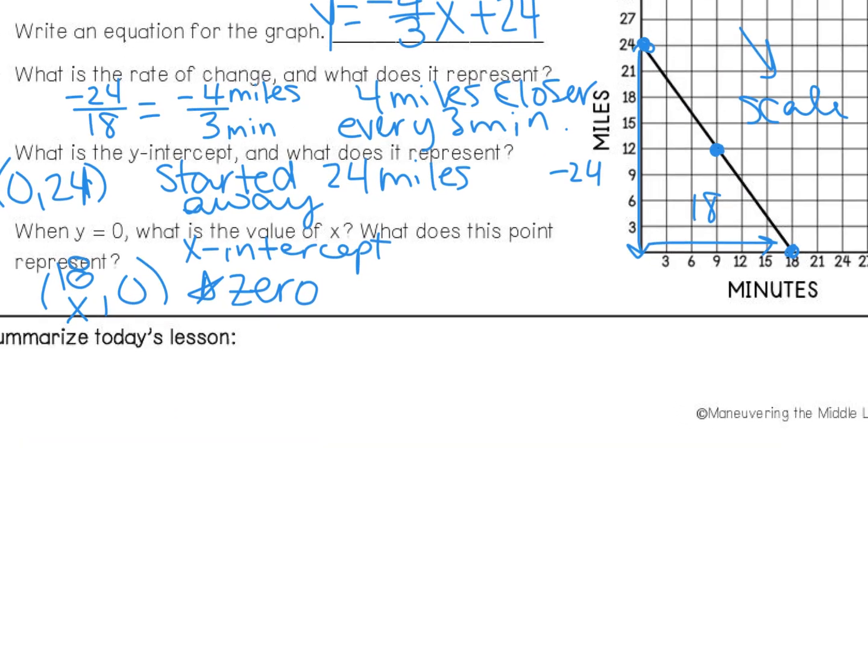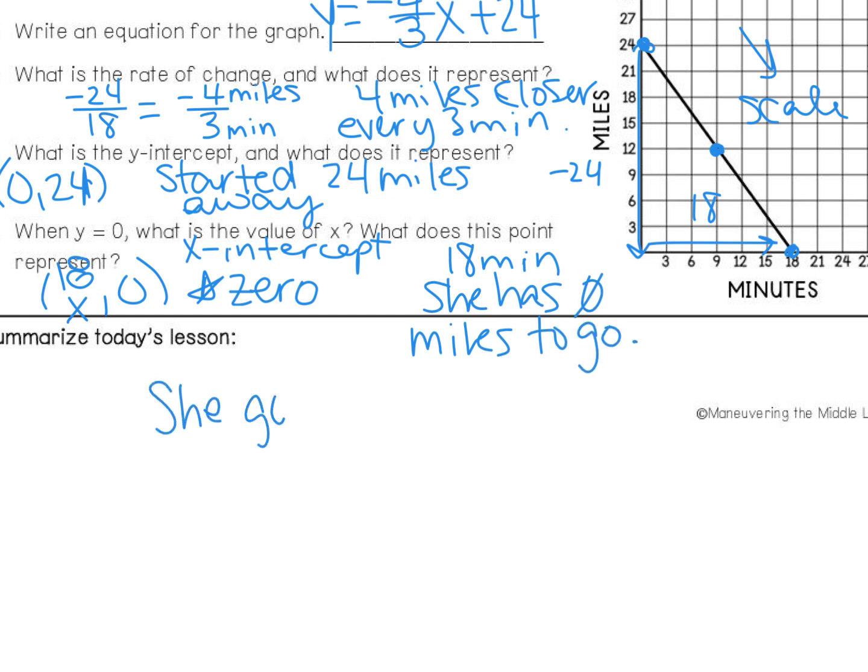So what is happening there? At 18 minutes, she has 0 miles to go, right? So that means she got there. So we could also write, she got there in 18 minutes. You have to be able to interpret the slope, the y-intercept, and the x-intercept in terms of a situation if they give you labels.